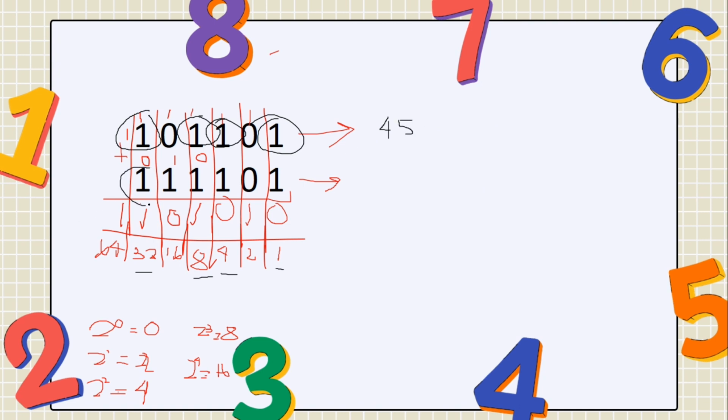So the next one is here, this 4. So 32 again, 32 plus 16 plus 8 plus 4 and plus 1. Total is 61.